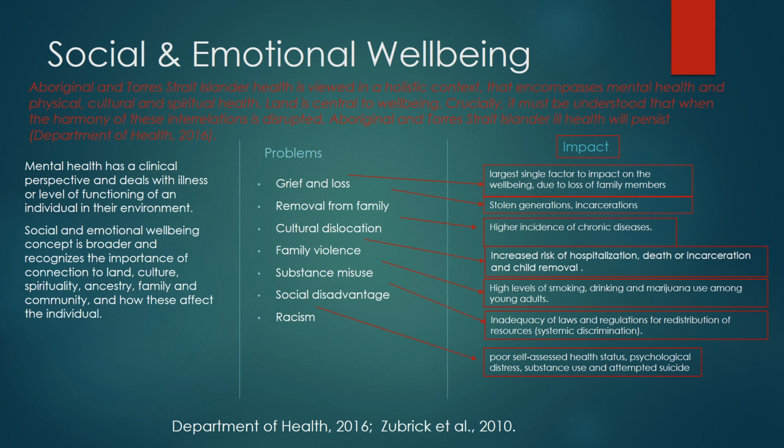Social disadvantage results from systemic discrimination due to inadequate laws and regulations for redistribution of resources which are required for the development of well-being of adults and children. Racism has been significantly associated with poor self-assessed health status, psychological distress, substance use, and attempted suicides among Indigenous Australians. According to the Western Australian Aboriginal Child Health Survey, 21.5% of the Indigenous children under 12 years of age experienced racism in the previous 6 months.